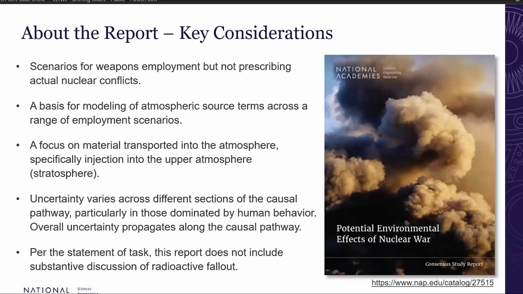So, some key considerations for these studies. Scenarios for weapons employment: we are not prescribing actual nuclear conflicts. They provide the basis for modeling of atmospheric source terms across a range of employment scenarios, and the material transport into the atmosphere, especially injection into the stratosphere. And we talk about how the uncertainties vary across different sections of the causal pathway, which is going to be in the next slide, particularly in those dominated by human behavior. And the committee recognized the importance of radioactive fallout, as Tony alluded to, but was instructed not to address the effects of fallout on the environment and on human society. Next slide, please.